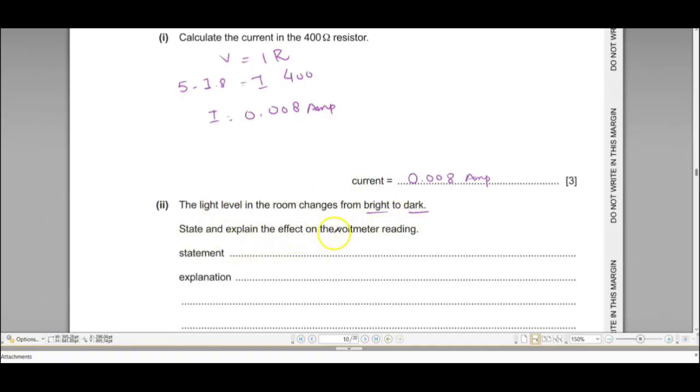Okay, part 2 asks us, the light level in the room changes from bright to dark. State and explain the effect on the voltmeter reading. Now I just told you that when the brightness is high, the resistance is low. And now when the brightness is low, the resistance is going to be high. And if the resistance is higher, the voltmeter reading is going to go higher as well.